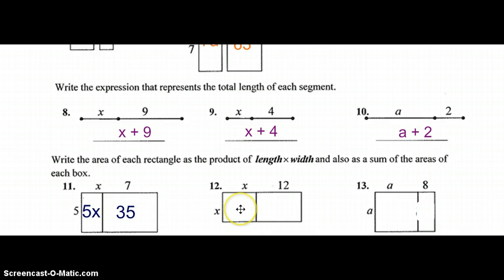Do the same thing in questions 12 and 13. In question 12, on the left side, the area of the first rectangle is x squared. The area of the second rectangle is 12x. And in question 13, the area of the first rectangle is a squared, and the area of the second rectangle is 8a.